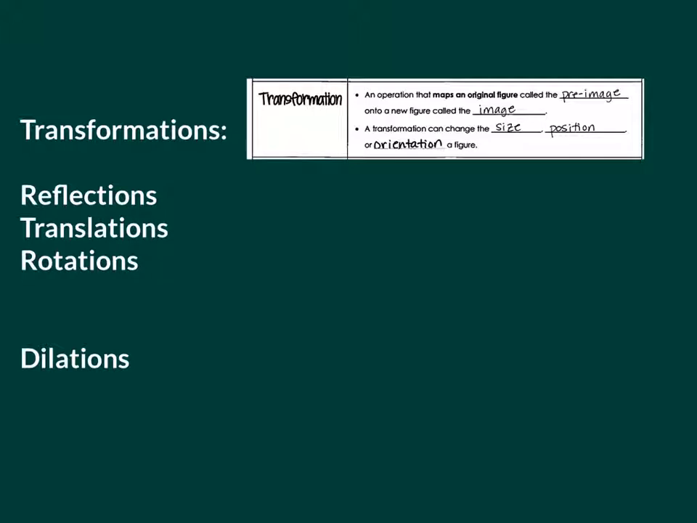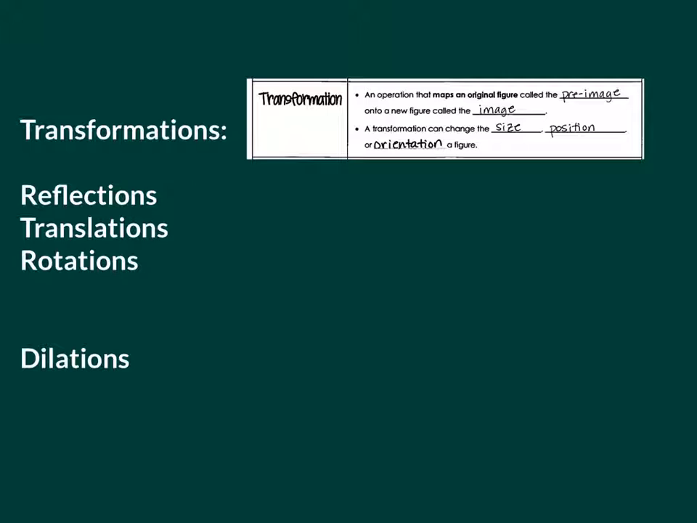Most importantly, we're hoping that you put together a few things. First, we've been talking about transformations, and just a little reminder about what a transformation is. It's an operation, right? It's an action that maps a pre-image to an image. And a transformation can change the size, the position, or the orientation of a figure.